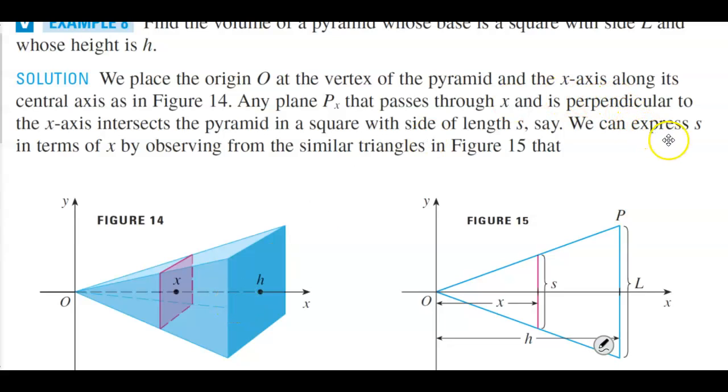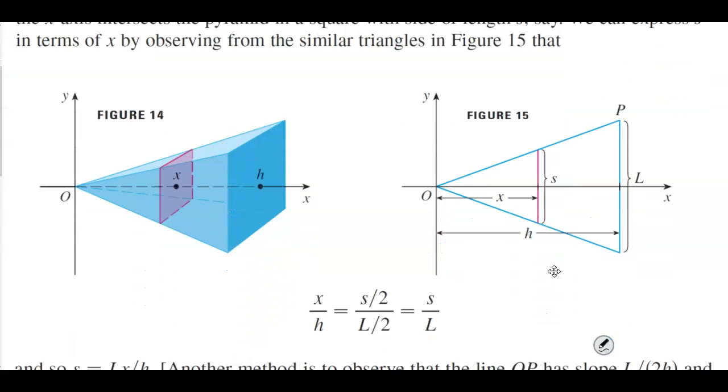and we can express s in terms of x by observing the similar triangles in figure 15. So here we have one small triangle, which is where that cross section is, and then we have a larger triangle. So what that means is that the distance here, or the height of that triangle, is x, which corresponds to the height of the larger triangle. So therefore we go from x to h.